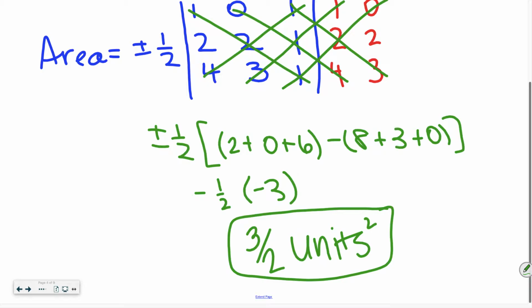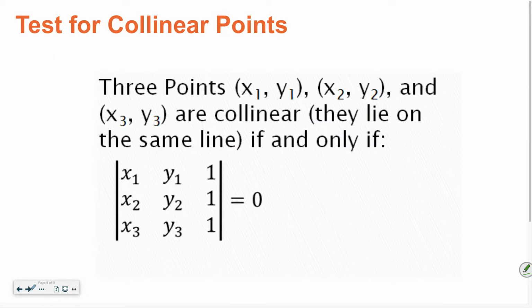What would happen if I did this determinant and it would equal 0? It's not a triangle, so my 3 points are in a line. Max, did you just guess that? It's all in my head. Oh, okay. That was good. If we have 3 points that lie on the same line, this determinant that we use for area would equal 0.